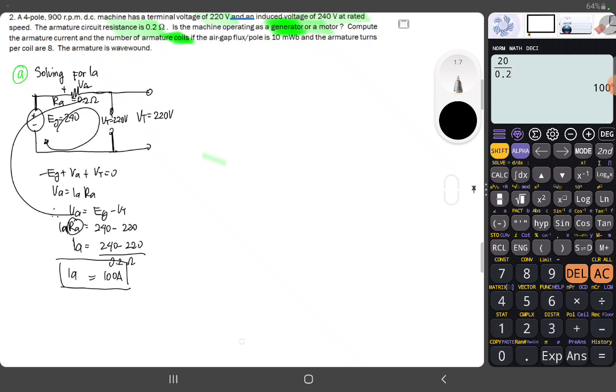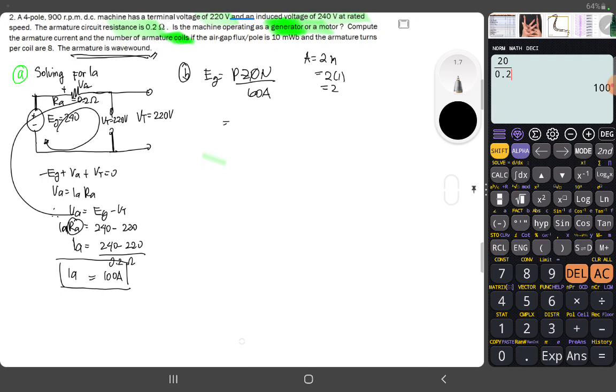Armature coil. For letter B, we use our formula EG equals PZφn over 60A, wherein the generator in the problem is wave-wound. Therefore A is equal to 2M, and since it is not duplex or triplex, M is equal to 1. Let's identify the given. We have EG equal to 240 volts, our number of poles is 4, and Z is not coil, right?